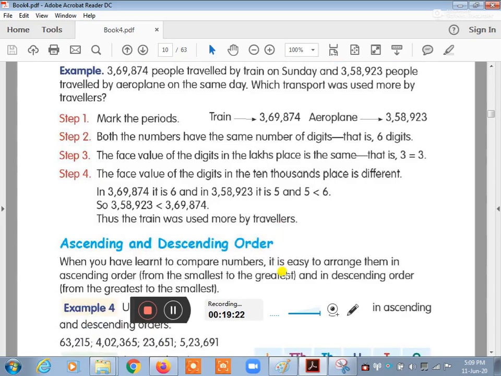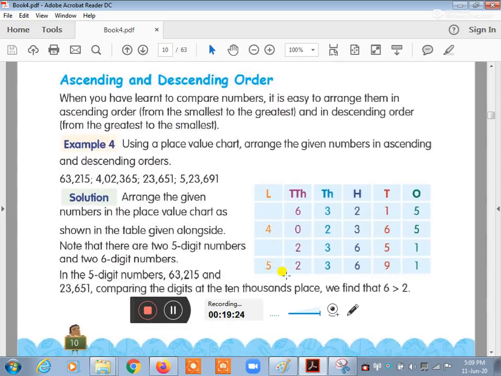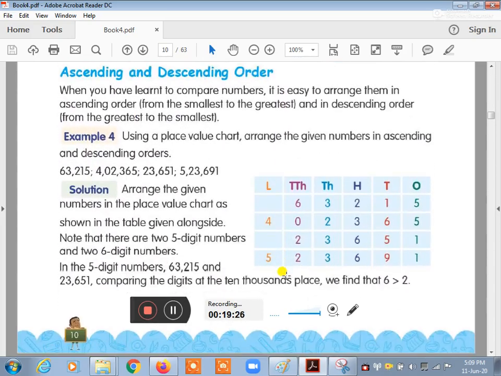Here the ascending and descending orders. Ascending and descending orders you have learnt in class 3. Ascending means ascending order, how to arrange from the smallest number to the biggest number, and descending order means the largest number to the smallest number. So here is the example. Using a place value chart, arrange the given numbers in ascending and descending order.